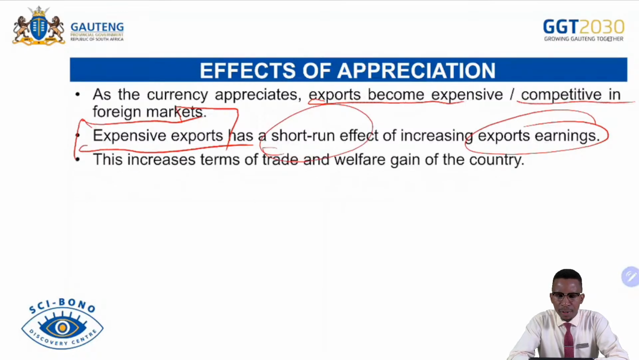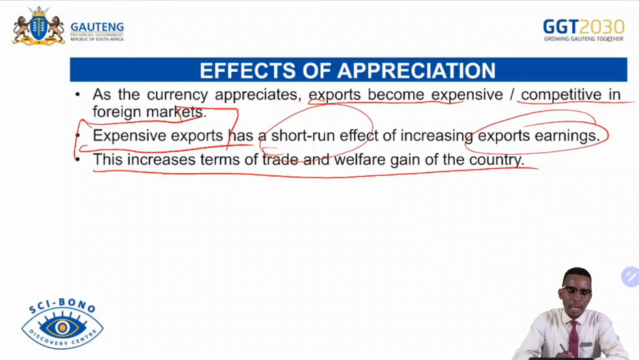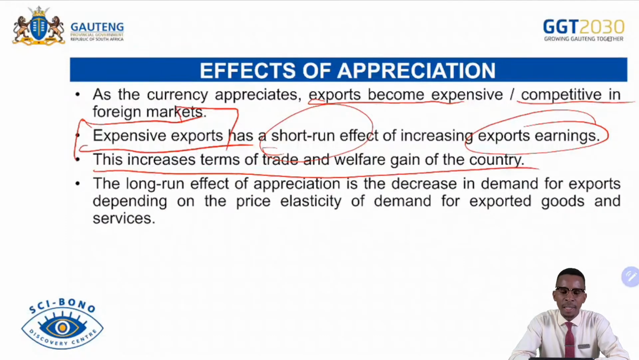These are increased terms of trade and a welfare gain for the country in the short run. So with export prices increasing, terms of trade will be increasing because there will be more earnings received by South Africa as payment for exports. That will only happen for the short run, only if those goods are relatively inelastic, or not easily replaceable.